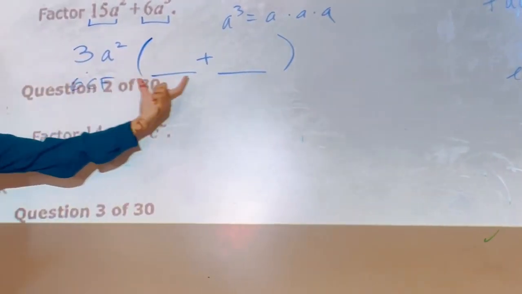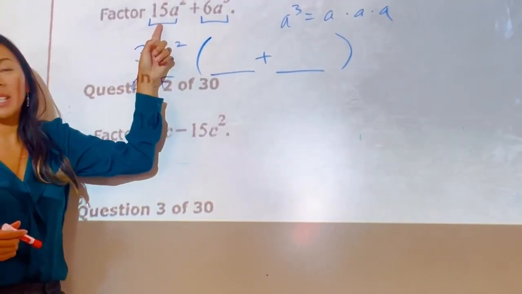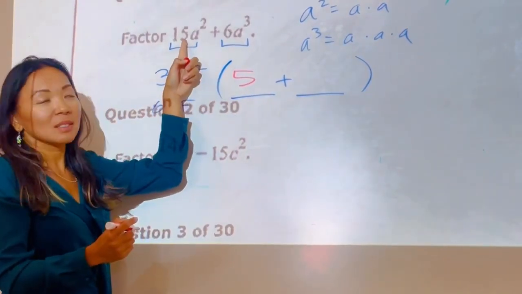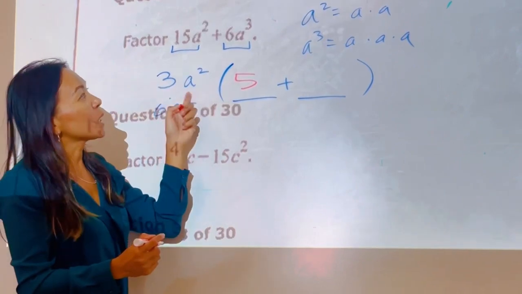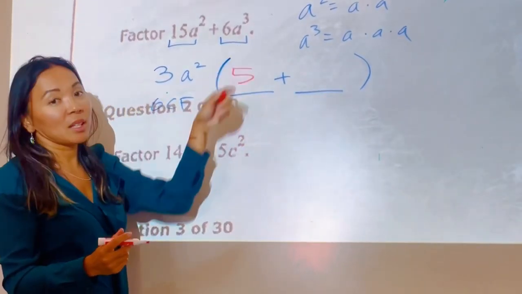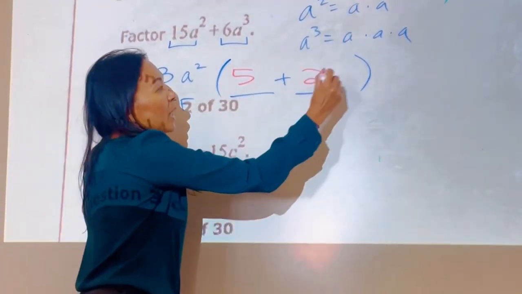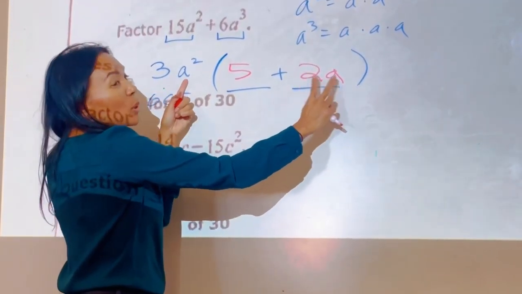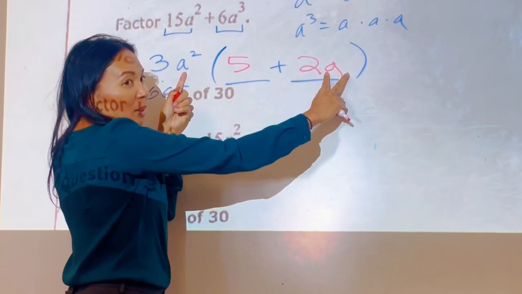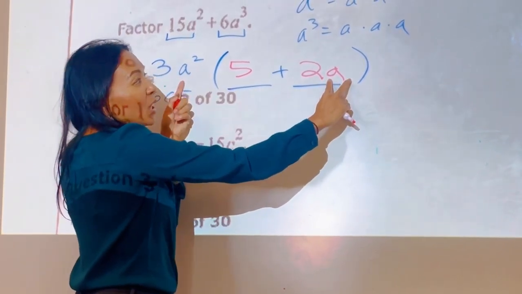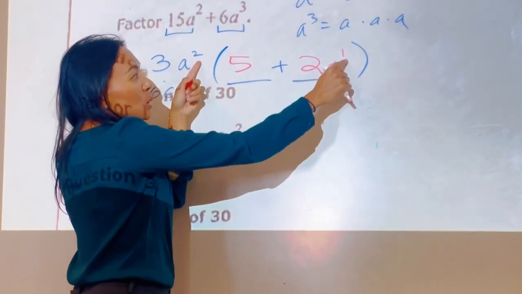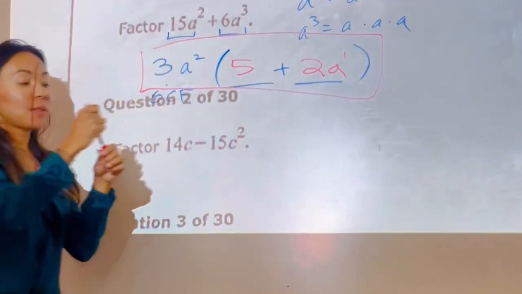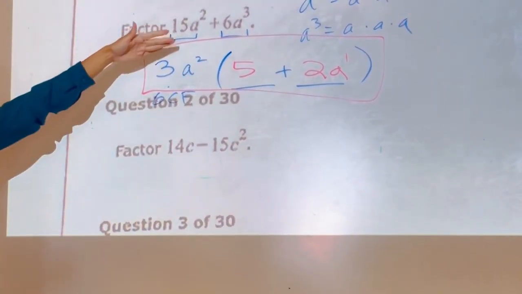So here, 3a squared times what will give me 15a squared? 5, right? 3 times 5 will give me 15. And there's a squared. 3a squared times what will give me 6a cubed? 2a. 2a, right? Because 3 times 2 is 6, and a squared times a, remember the laws of exponents? When you multiply, you add the exponents. 2 plus 1 is 3. And that's how we get that. And this is what we call the factored form of this.